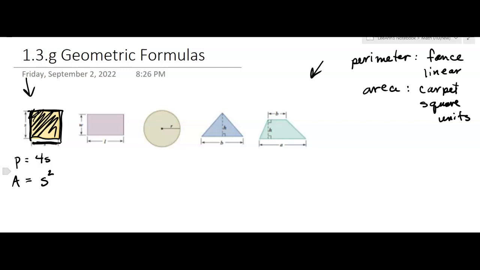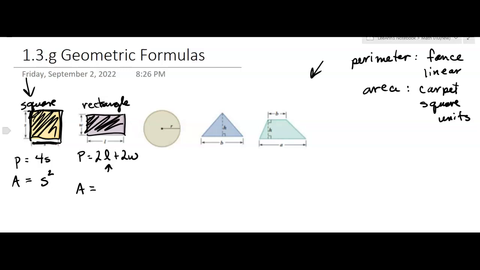Okay? Now, the perimeter of a rectangle. Okay, so this was a square. This is a rectangle. For perimeter, you've got to go one width and a length, another width and another length. So we say twice the length plus twice the width. To find the area of a rectangle, now we're trying to lay carpet on that rectangle. It's going to be length times width.